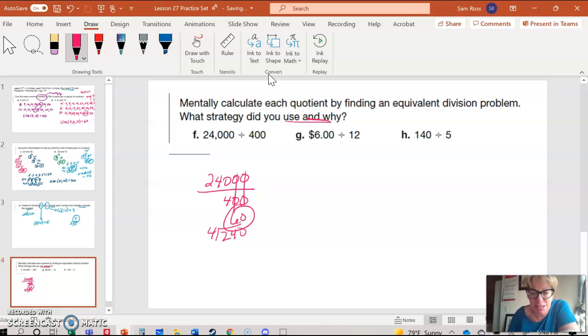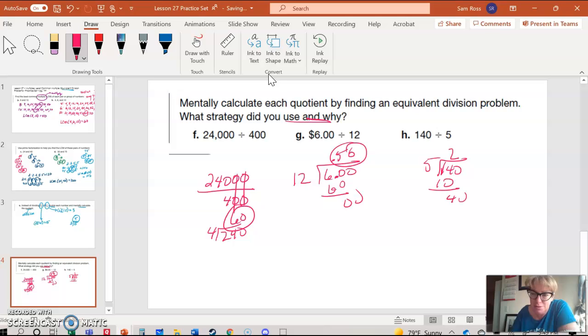Okay. This is $6 divided by 12. So I have a decimal here. I would put a decimal here. 12 goes into 6 5 times. That's how I did it. And then lastly, 5 into 140, I'm not really sure what the deal is. So 5 goes into 14 2 times. And then 5 goes into 40 8 times. So that's the practice problems. If you have any questions, let me know.